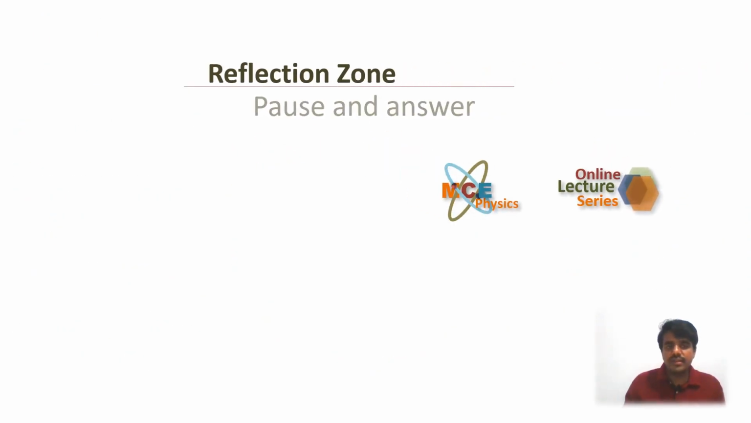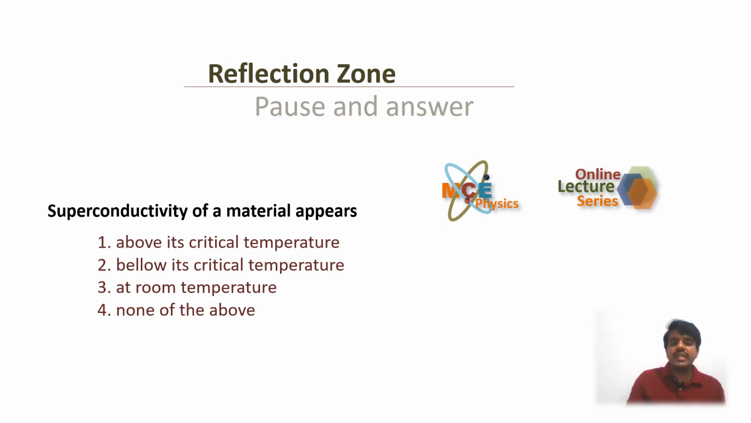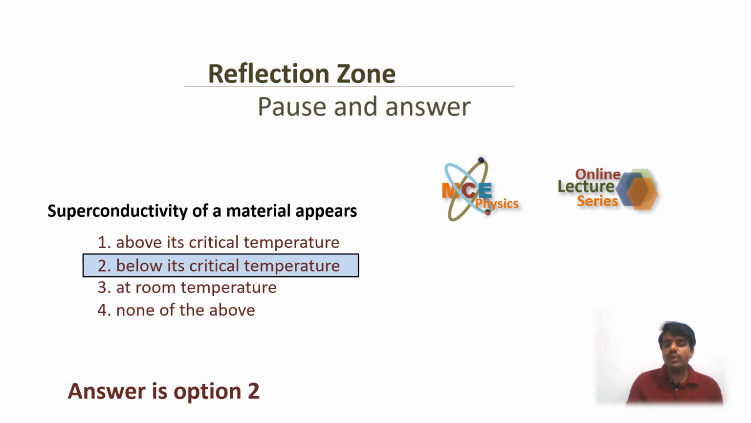We are here in the reflection zone. Let us have a quick quiz to make sure that we are on the right track in understanding superconductivity. The multiple choice question is: superconductivity of a material appears above its critical temperature, below its critical temperature, at room temperature, or none of the above. Pause it, think and answer. So now the answer is below its critical temperature. The superconducting state of a material will be present just below the critical temperature of that material.